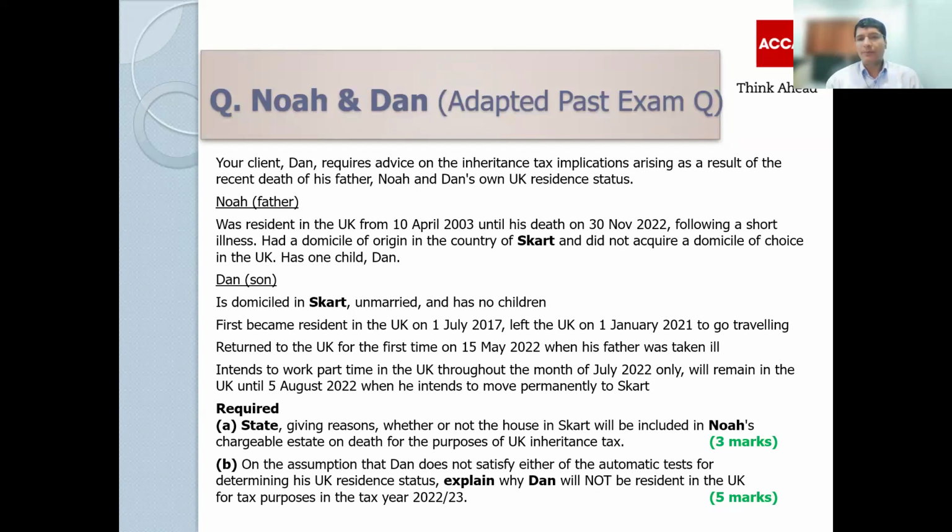The first requirement is about Noah, the father. The second requirement is about Dan, the son. The first requirement is for the inheritance tax, and the second requirement is more for the income tax. The second requirement is talking about something similar to what we talked about earlier. Can you please spend 5 minutes or so?